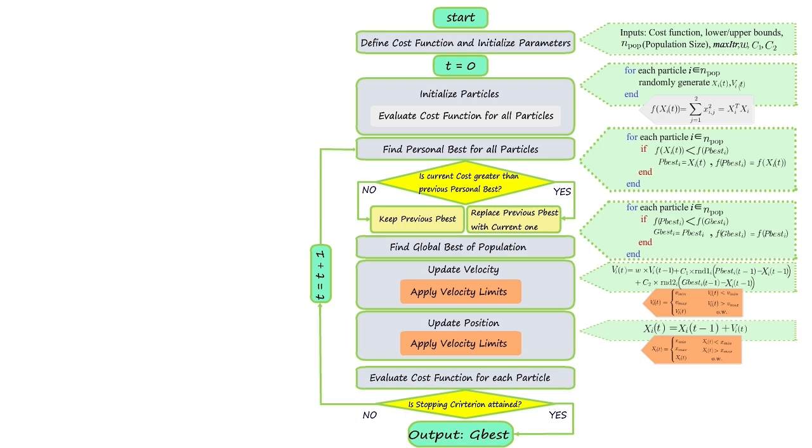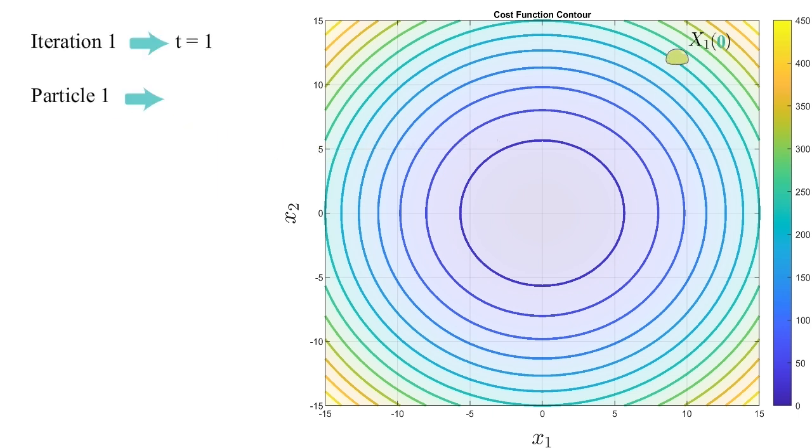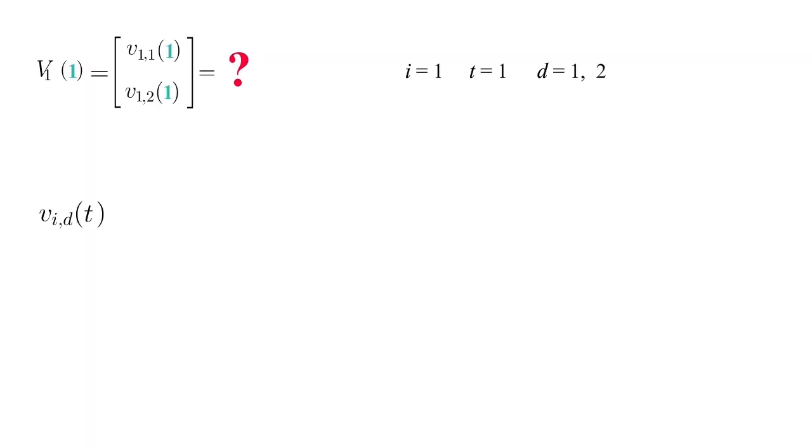Okay, let's begin with the first particle. In the initialization phase, the position of the first particle in the contour was established here. Now, what is its next position? This is how PSO responds.